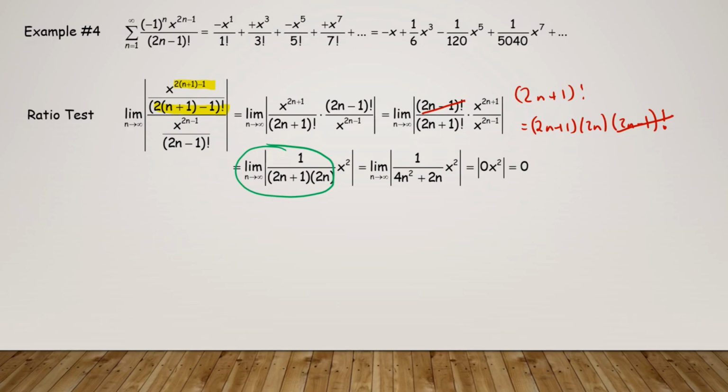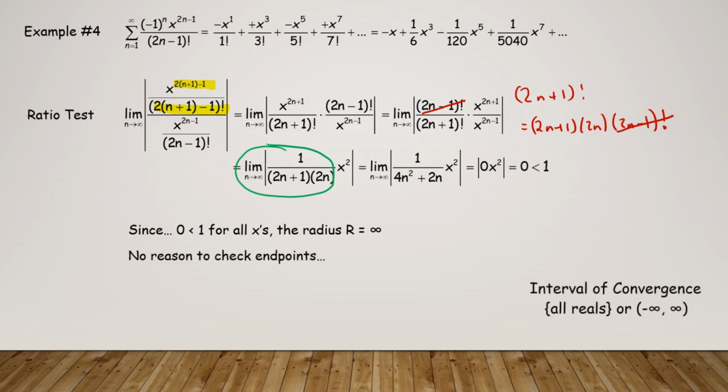Now remember, the series converges any time this limit is less than 1. But in this case, no matter what x we come up with, it always equals 0. Therefore, our radius is actually infinite. There is no reason to check the endpoints because our interval of convergence is every real number there is, from negative infinity all the way to infinity, because 0, which we established as our limit, is always going to be less than 1. x is irrelevant in this particular problem.